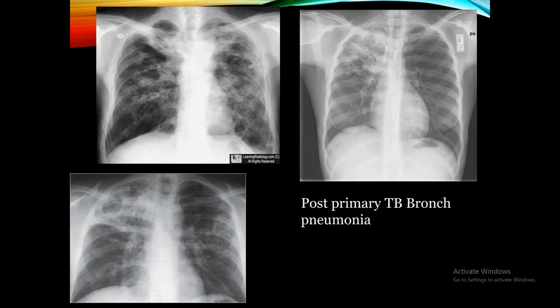هذه أمثلة أخرى للpost-primary TB bronchopneumonia. تلاحظون أنها عبارة عن patchy opacifications، تختار upper zones وعادة بها small lucency، ممكن تكون rounded، ممكن تكون oval، معناها بها cavitary tendency. This is mostly a post-primary TB bronchopneumonia.